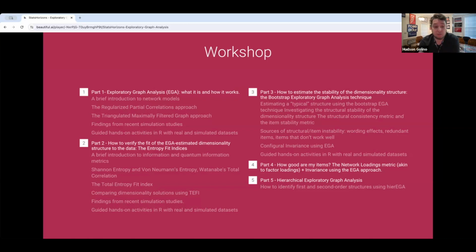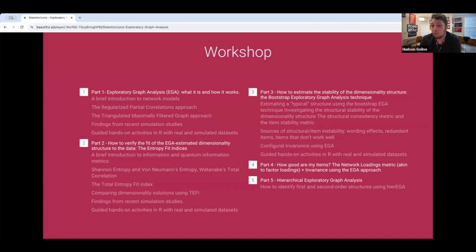Also, I'm going to present some findings from recent simulation studies. And at the end of the day, we also have a guided hands-on activity in R with real and simulated data sets. In the next few days, I'm also going to introduce lots of very useful and interesting techniques.